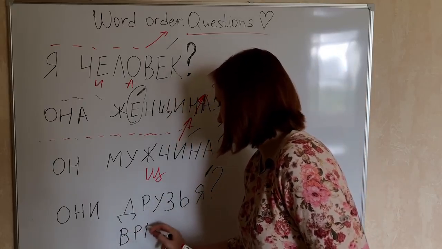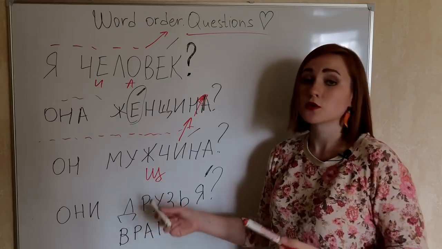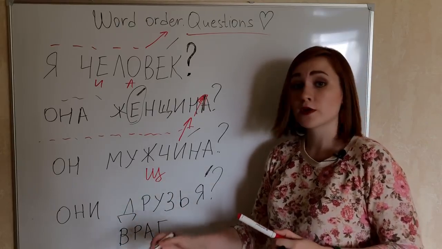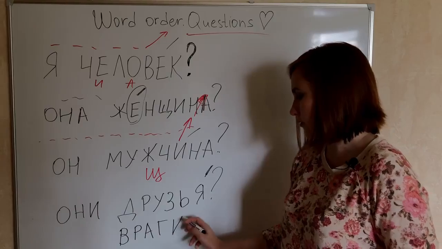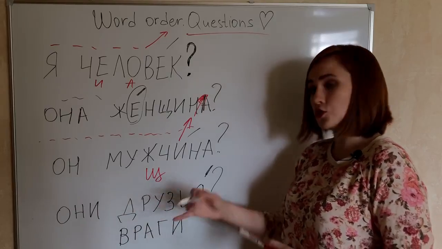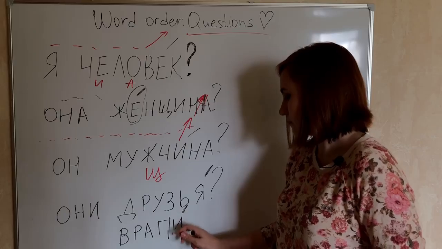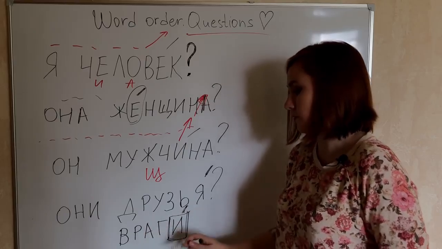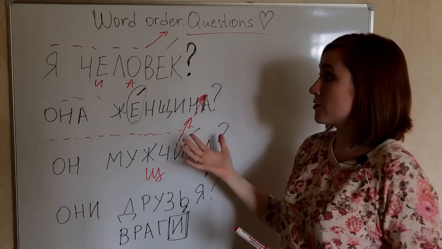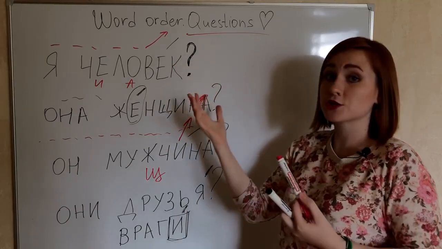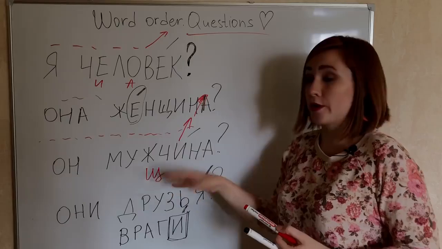Actually you should start learning vocabulary like this. You have some word, for example, друг, a friend. Look for the word with the opposite meaning. For example, an enemy, a foe. Враг, and the plural is враги. Like, они друзья? Нет, они враги. And the one enemy is враг. So, I hope you understood that you just turn the sentence into a question by adding the question mark and the right intonation.